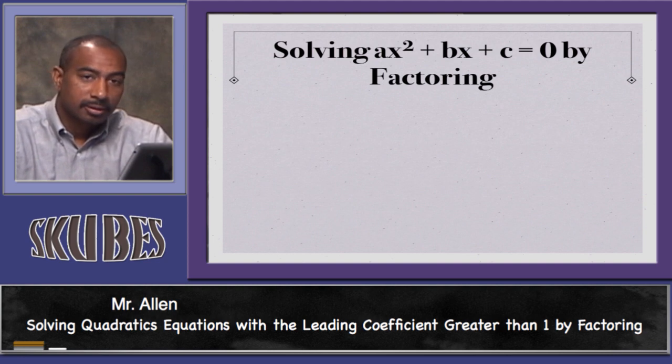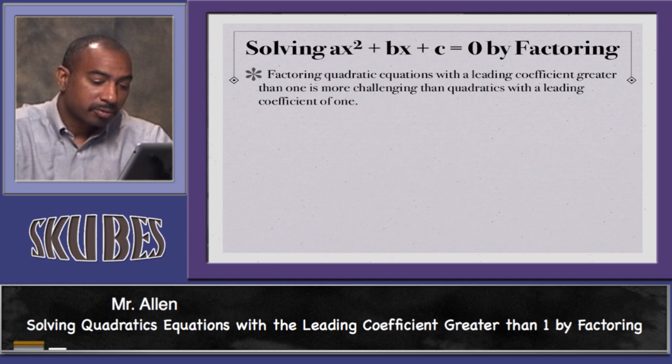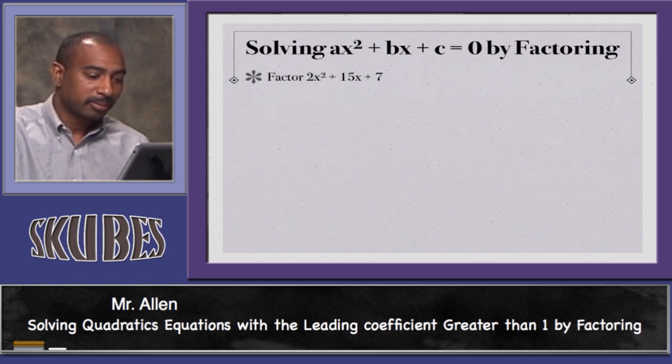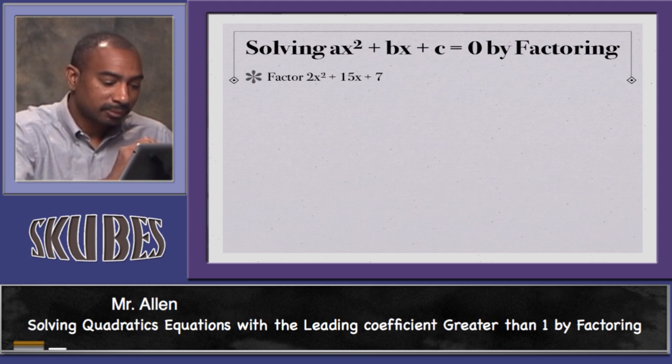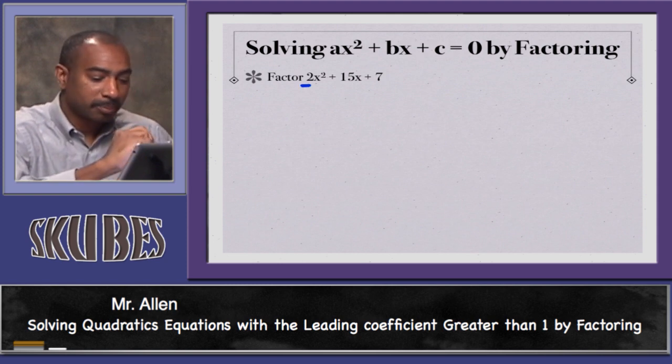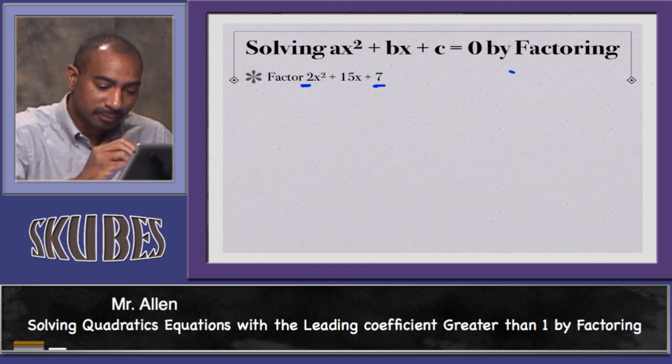Our today's lesson is on solving quadratic equations where the leading coefficient is greater than 1 by factoring. Factoring quadratic equations with the leading coefficient greater than 1 is more challenging than quadratics with the leading coefficient of 1. Okay, so here we have to factor a quadratic term where the coefficient is greater than 1. So there's several possibilities, but one way to eliminate all the possibilities is this.